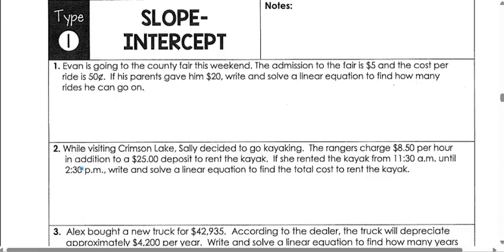Okay, so Evan's going to the county fair this weekend. Admission to the fair is $5, and then the cost per ride is 50 cents. Okay, so if I want to write an equation in slope-intercept form, his parents gave him $20, and we want to know how many rides he could go on for $20. All right, well, the cost per ride part is going to go right here. I know it's going to be 50 cents, so 0.5 times x, times however many rides he goes on, plus $5 to get into the fair. And he has $20 to spend.